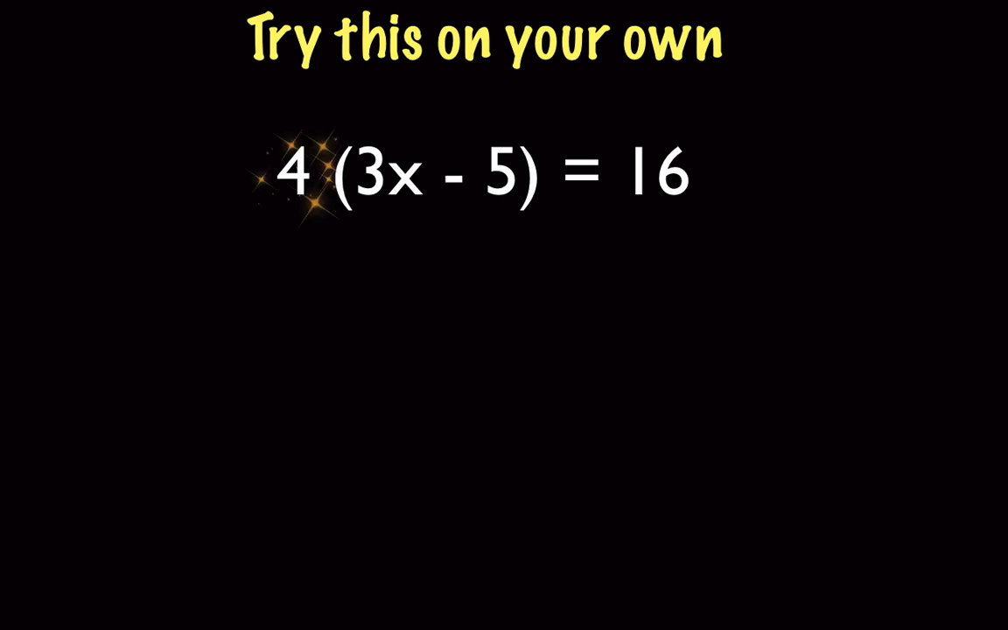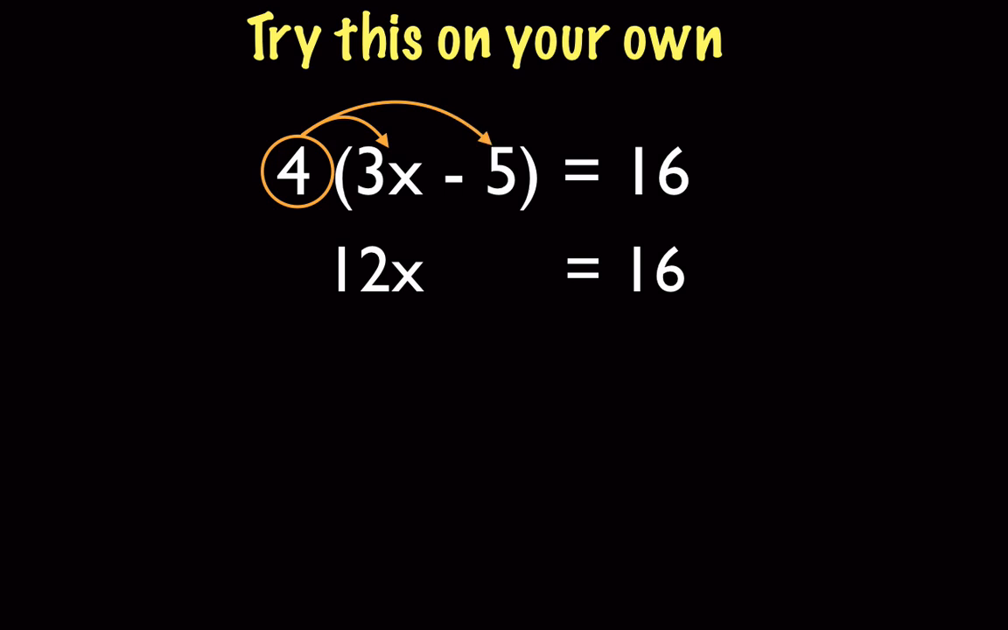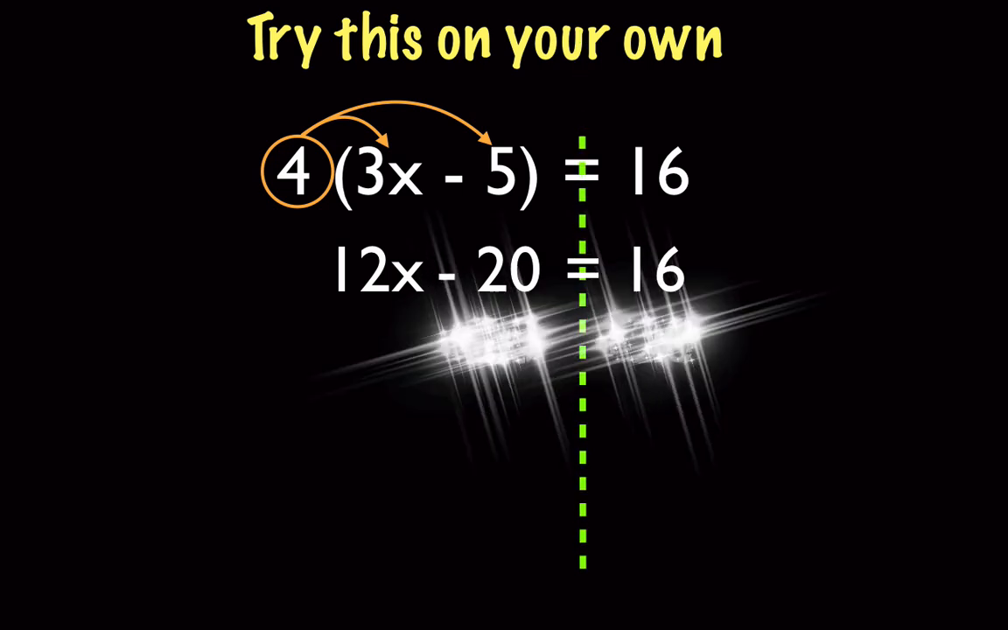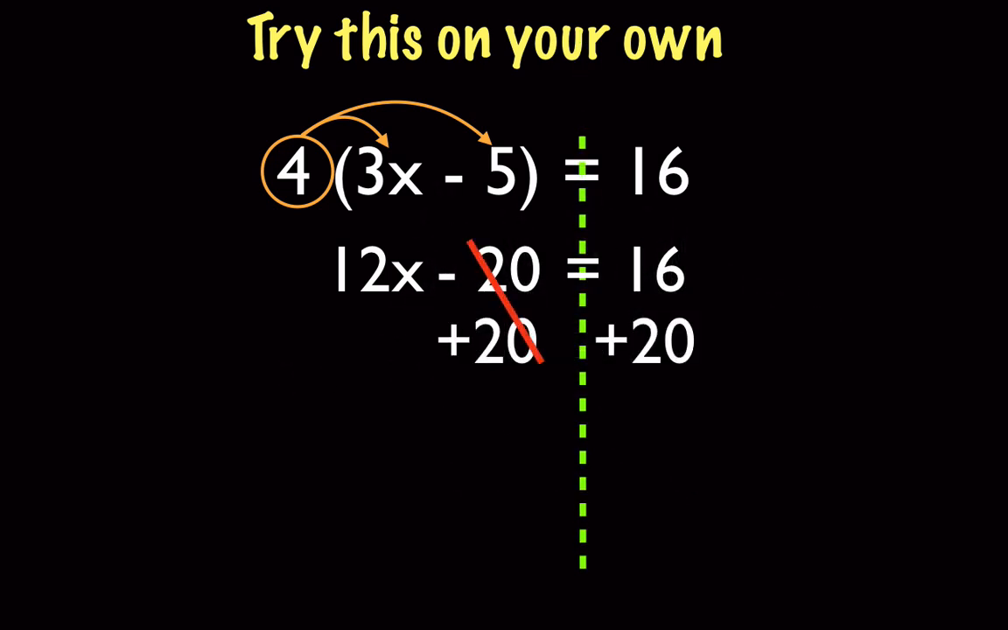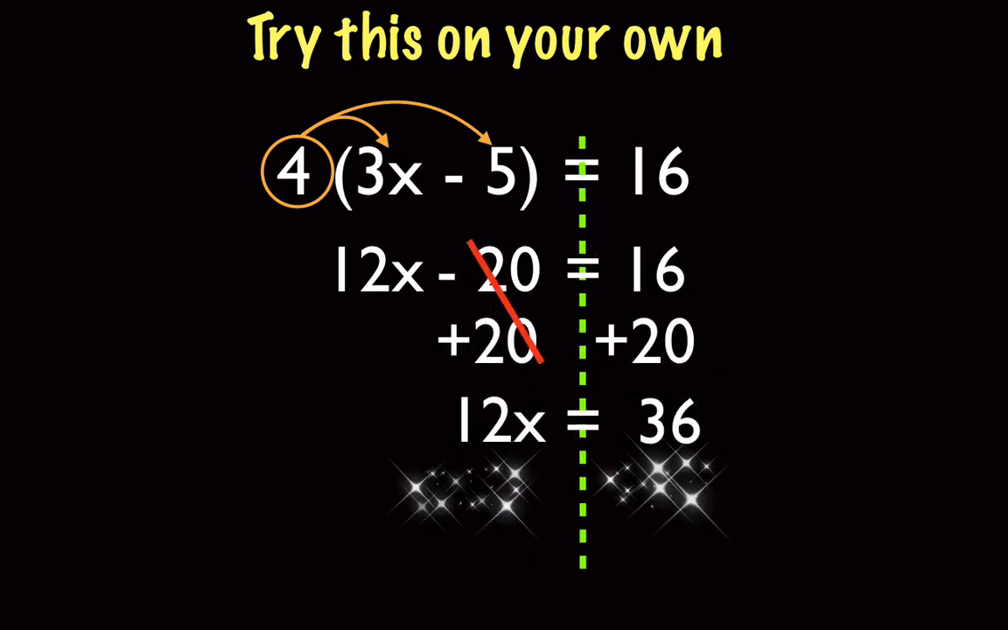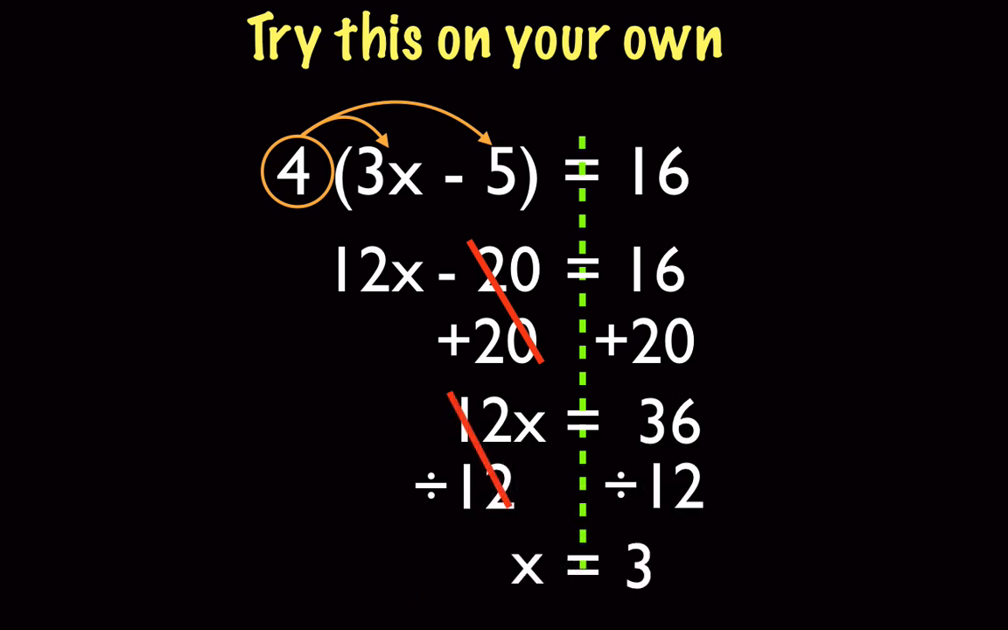All right. So we're going to take the number on the outside. We're going to multiply it by each of the things on the inside. Okay, that gives us a two-step equation, which, as I've said numerous times, I hope is easy for you. If you do it correctly, you'll end up with x equals 3.